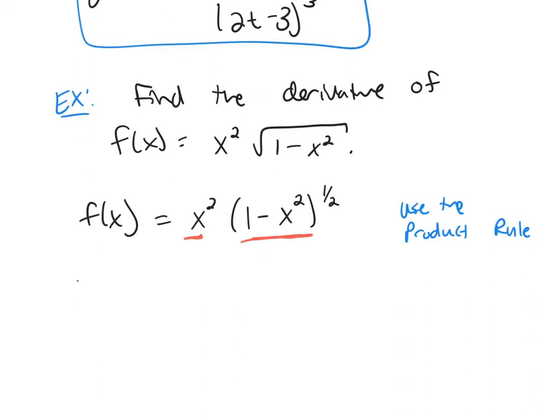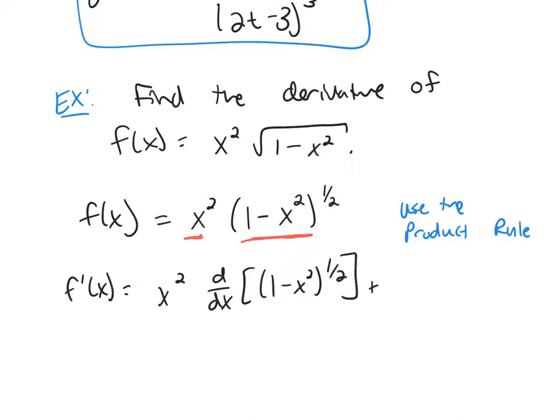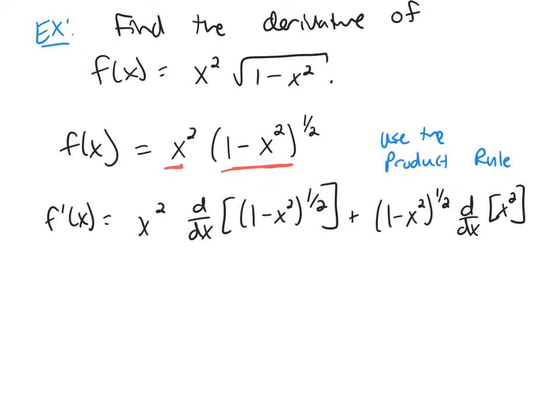So let's find our derivative now. f prime of x is x squared times the derivative of (1 minus x squared) to the 1/2 power, plus (1 minus x squared) to the 1/2 power times the derivative of x squared. Well, if you look right here, you have an inside and an outside function, so you're going to have to use the chain rule for this derivative right here.